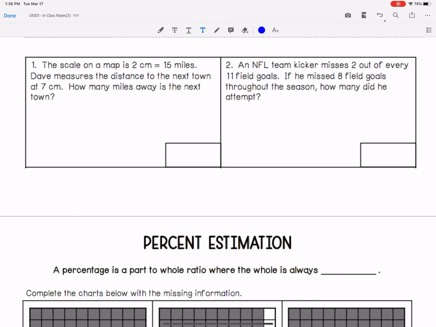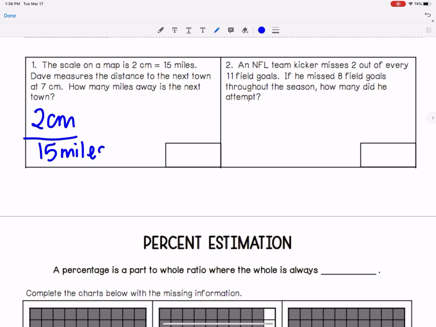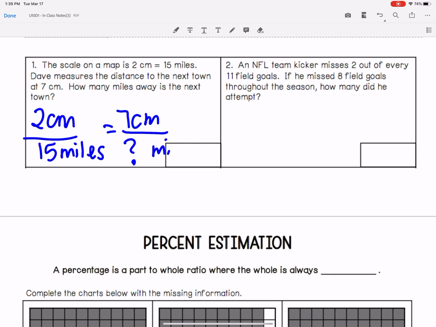Okay, question number 1. The scale on a map is 2 centimeters is equal to 15 miles. Dave measures the distance to the next town at 7 centimeters. How many miles away is the next town? Here's what I really want you to know. I'm going to use a different color now. What I really want you to observe is that I put centimeters being equal to centimeters, and I put miles being equal to miles. That's how you have to set up your proportions. That's your quick review.